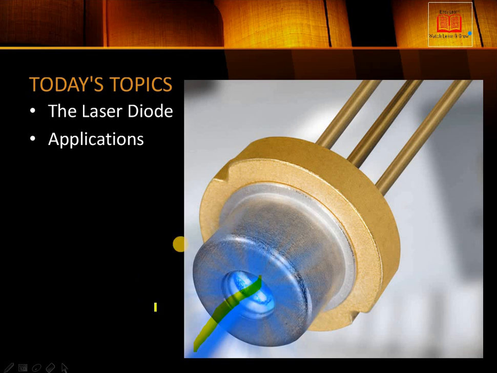This is very small in practical cases, and this is the zoomed image, and from the outside we cannot see what's inside. And we will focus on the working principle of this laser diode, and ultimately at the end we will also discuss some applications where it is used and where you find this diode.